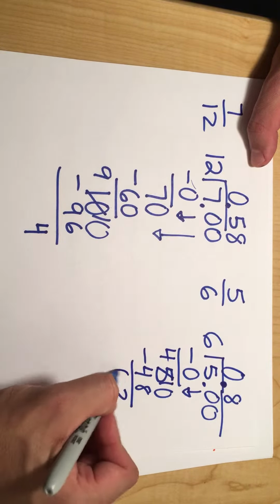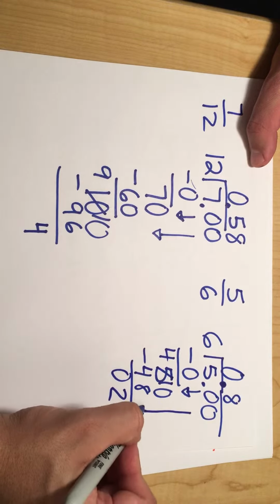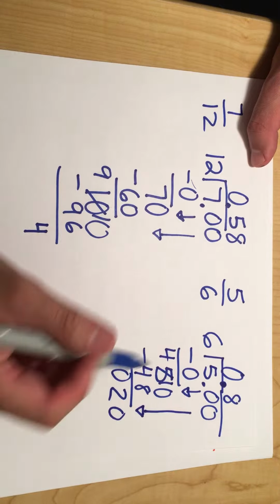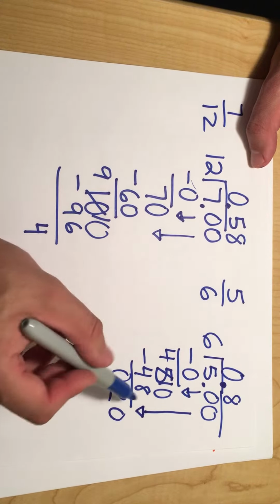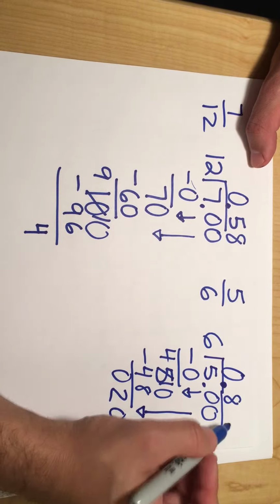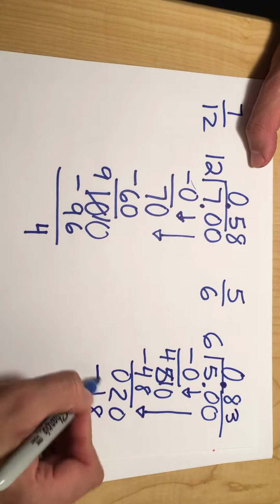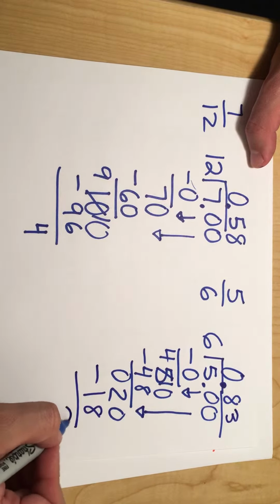4 minus 4, that's 0. I'm going to bring down the next 0. Since I brought it down from the hundreds place, I've got to put my answer right above it. How many groups of 6 can I subtract from 20? You know that 6 times 3, that is 18. You guys got it? 20 minus 18, we have a remainder of 2.